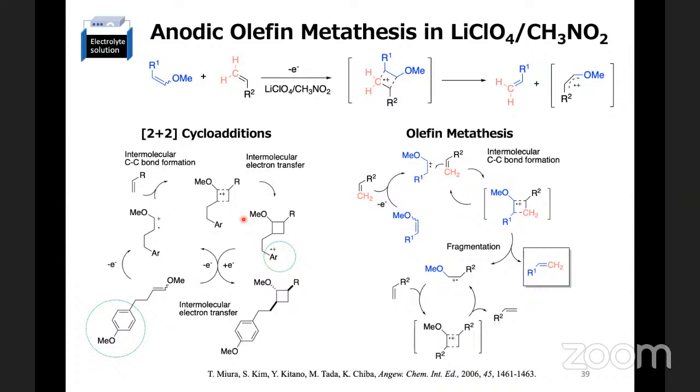On the other hand, if the substrate does not have a phenyl ether moiety, the cyclobutyl radical cation cannot accept an electron by intermolecular electron transfer. So the cyclobutyl ring is not completed and either returns to the original starting material or forms a new olefin with an exchange partner. In other words, olefin metathesis proceeds by this mechanism, as shown here.